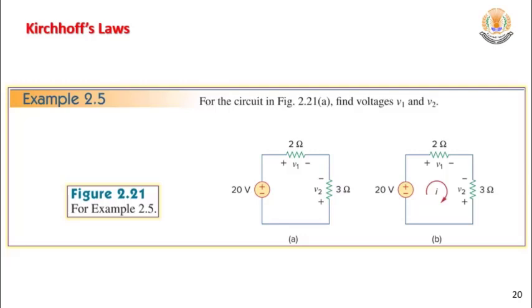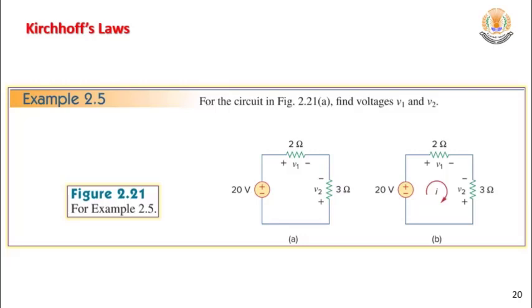So for the voltage V1, you have to check the polarity. If the current is flowing like that, the polarity is correct. If the current is flowing like that, the polarity is opposite. So V1 will be 2I. You agree? Ohm's law, Ri. So it will be 2I, and I calculated as 4, so it will be 8 volts. You agree?